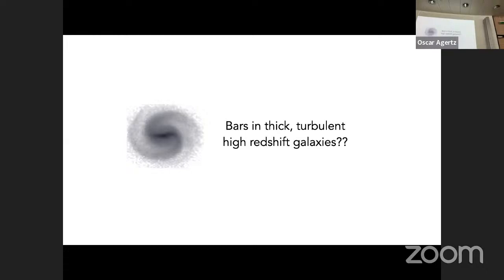Now we are connected to these early disks, how the turbulence is generated, these things, and how we have a transition to a well-behaved Milky Way galaxy. One thing that's a bit annoying, right, is the formation of bars. Can this happen in thick, turbulent, high-redshift galaxies? Why am I annoyed by this?